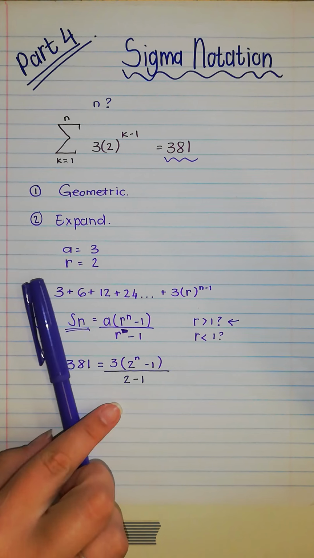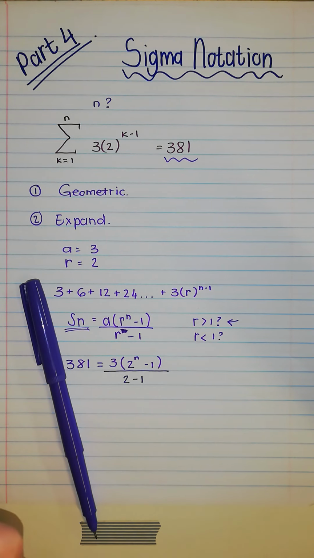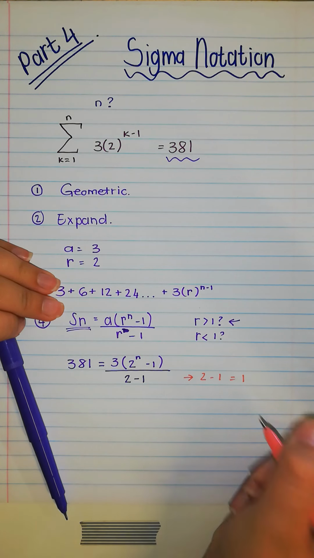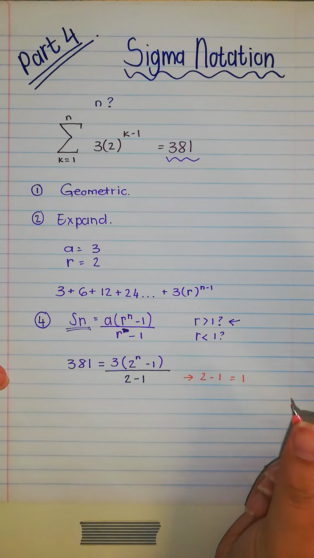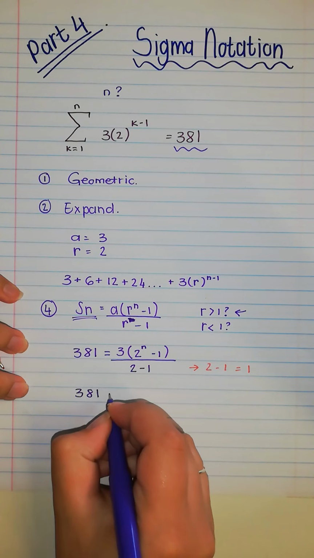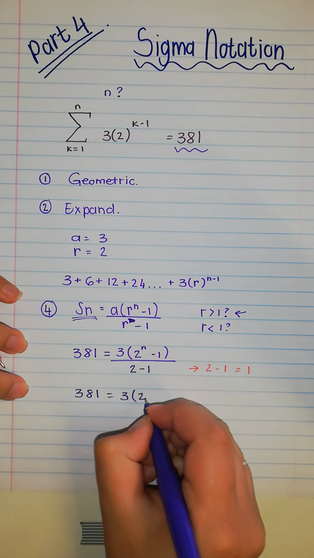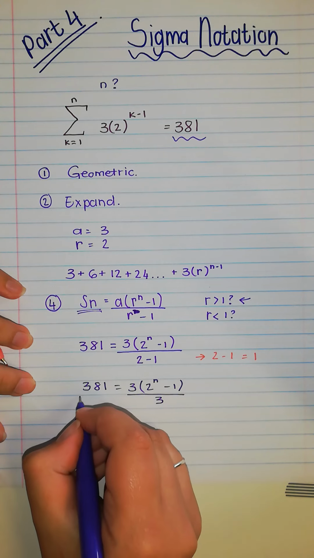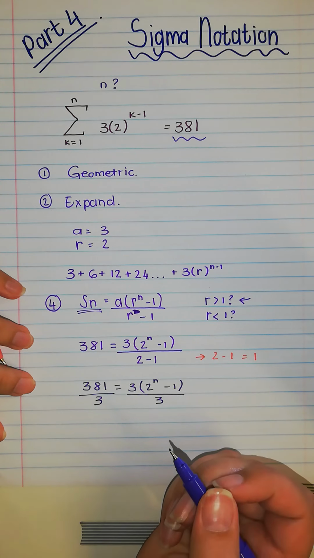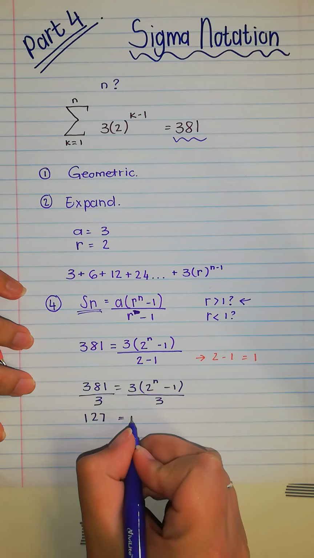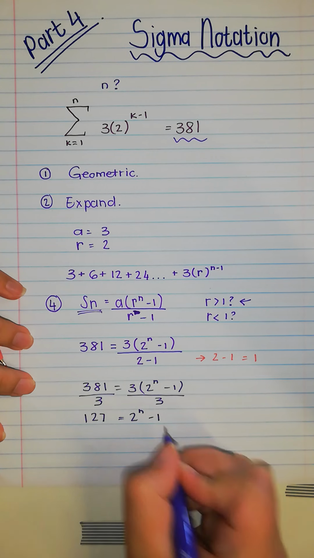Important side note is that over here, 2 minus 1 equals 1, so this will fall away because it's over 1. That leaves us with 381 equals 3 times 2 to the power of n minus 1. Now I need to get this 3 away. Basic principle, I'm going to divide by 3 on this side, and what I do on one side, I do on the other side. When I divide by 3, I get 127 on the one side, and on the other side, I'm left with 2 to the power of n minus 1.